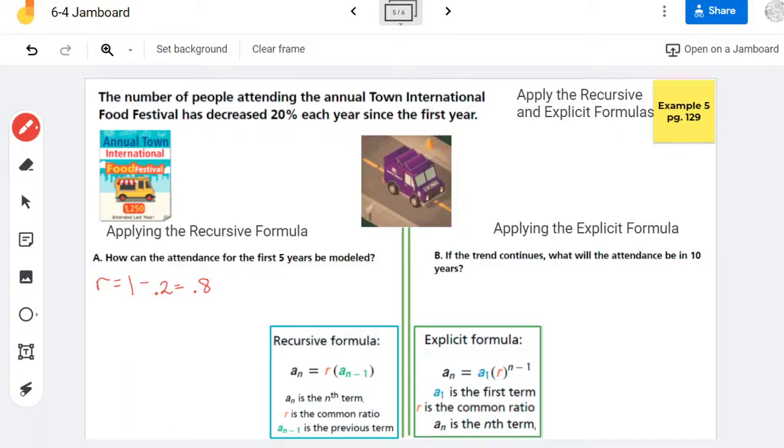So now that I've done that, I need to identify my a sub 1, or my initial starting value. And they actually give you a little poster that tells you how many attended last year. So my a sub 1 is 1250. So now I have everything that I need to write my formula. Alright, so here we go. My recursive formula: a sub n equals my common ratio, which is 0.8, times a sub n minus 1. And then remember, you have to say where you start at, so that's where I'm listing off the 1250.